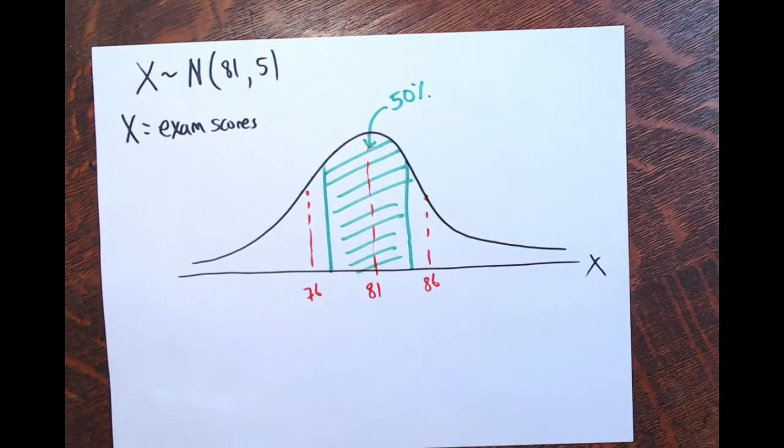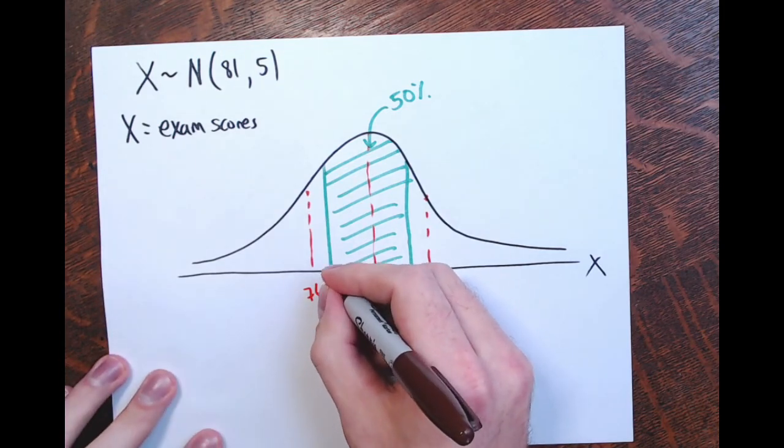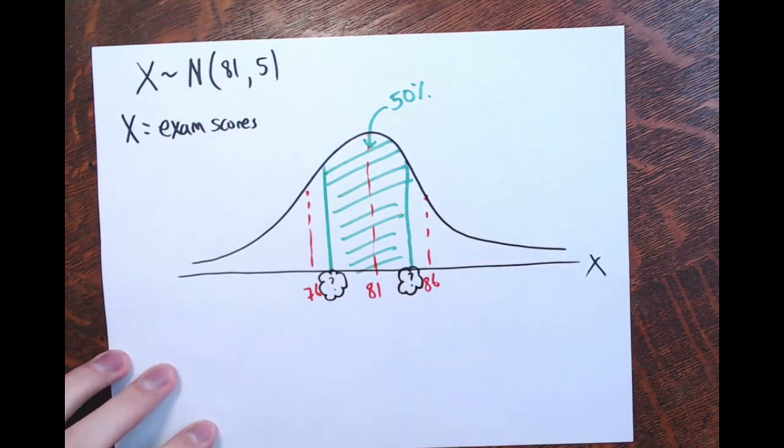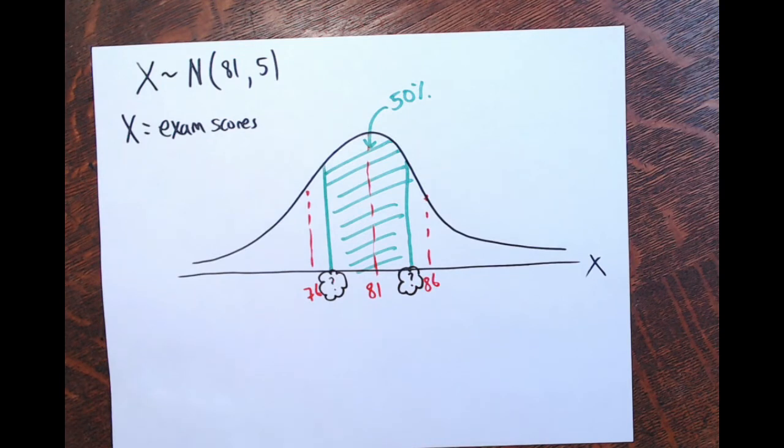They're asking then, what are these values? What's this value here? What's this value here? And I can find both of these with that inverse normal. But we're going to have to do it one at a time though. We're going to have to use inverse normal.